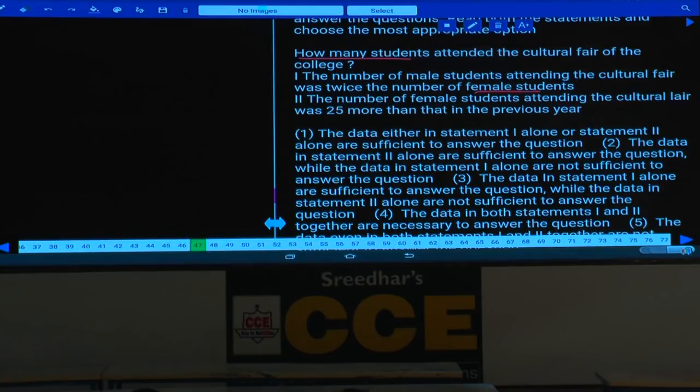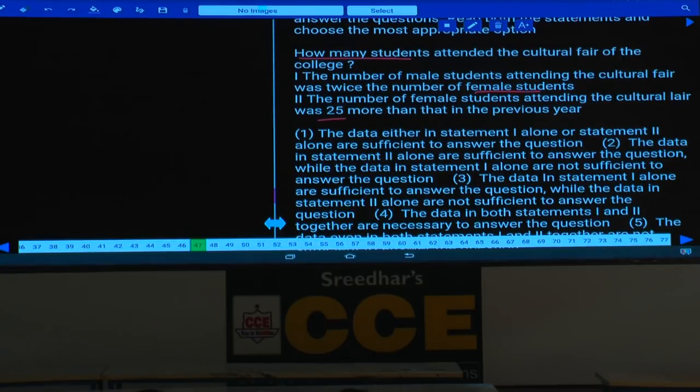Unless and otherwise we know a number, we cannot determine this one, isn't it? Hence 1 alone is not sufficient. And the next one, the number of female students attending the cultural fair was 25 more than the previous year. The previous year number is not known, hence this year number also we cannot identify. 1 alone is not sufficient, 2 alone is also not sufficient.